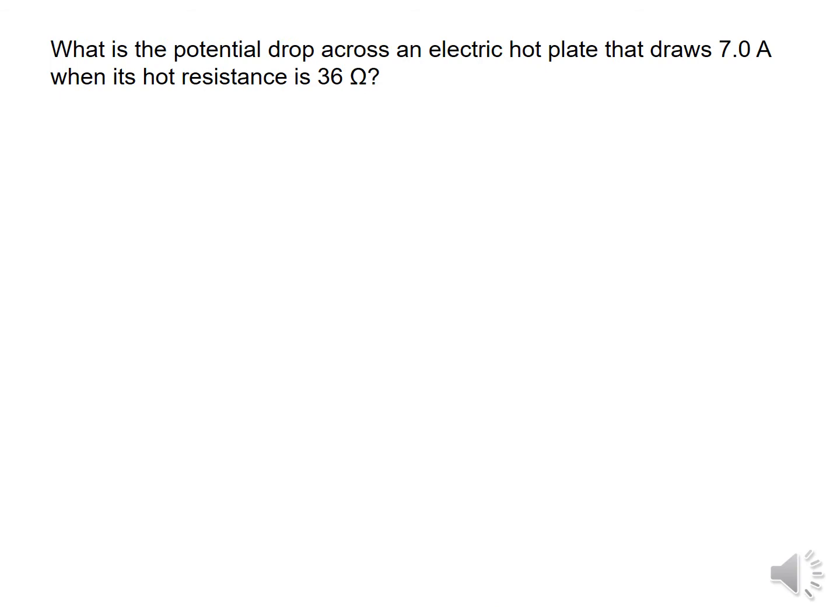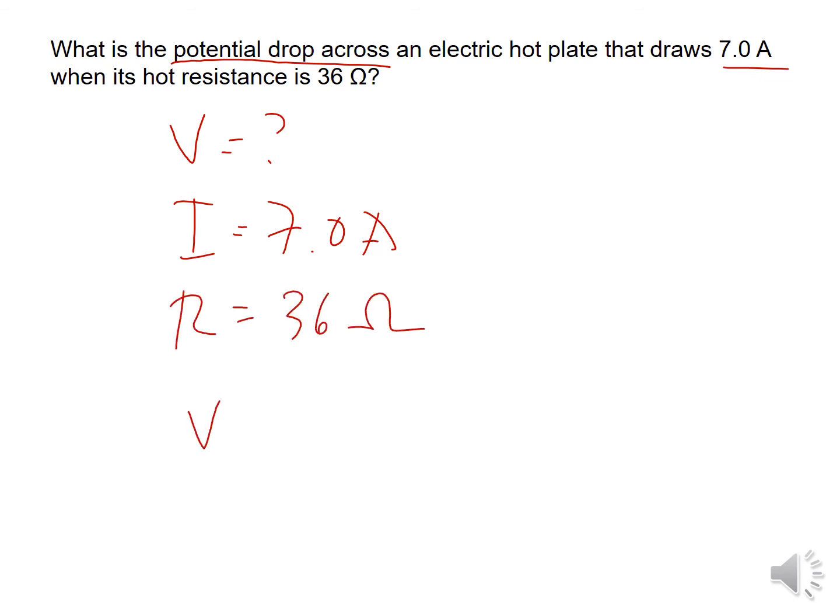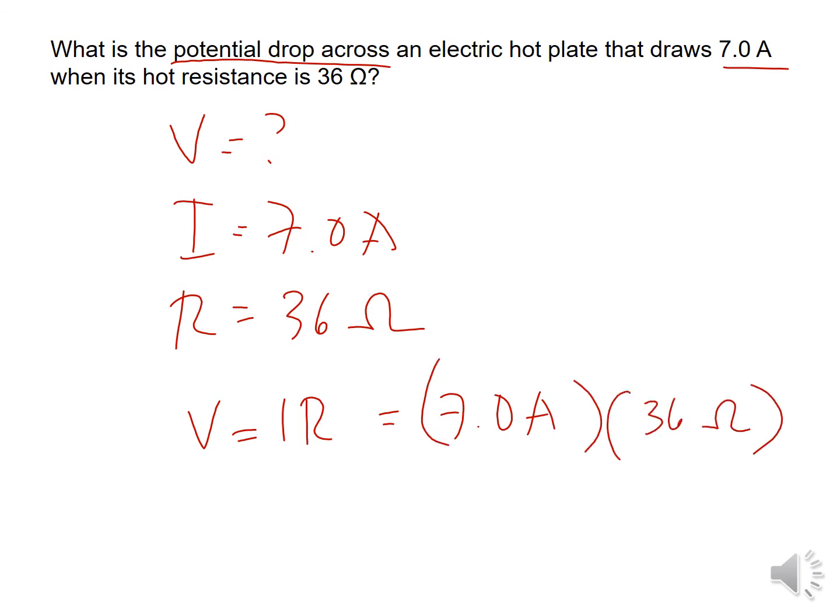Another problem about Ohm's law, we are asked to get the potential drop, and that is equal to the potential difference, or V, or voltage. 7 ampere is the current. Then we have resistance, 36 ohms. So V is equal to IR. So this is equal to 7.0 ampere, the value of current, times 36 ohms, resistance. So 7.0 ampere multiplied by 36 ohms is equal to 252 volts.